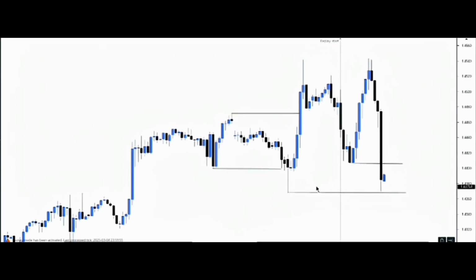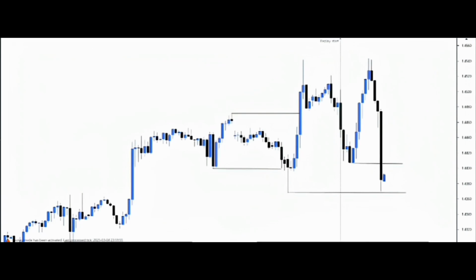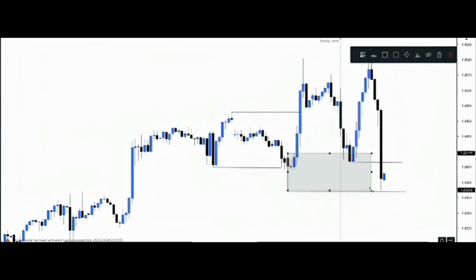So price took out that inducement. Where is our area of interest? Well, as you can see, all the areas of interest have been mitigated. Okay? So if you want to use this as your area of interest, it's already mitigated. So we cannot use it. Okay? Because it comes before this inducement. And if you want to use OB, where is the OB for you to use? This one is also mitigated. So we cannot use it.